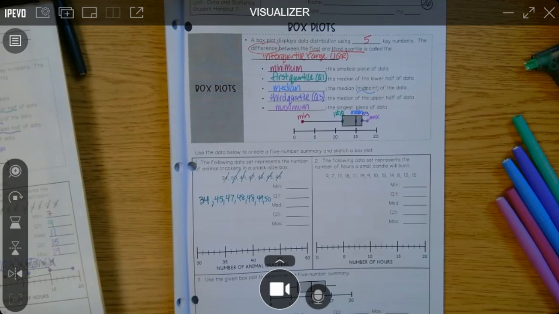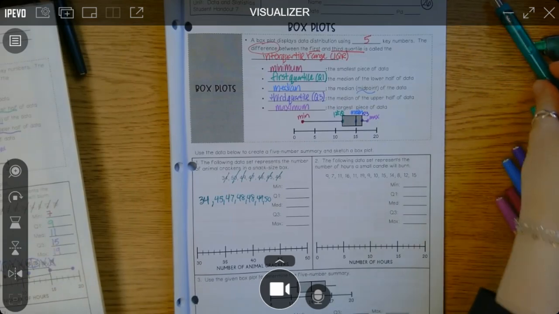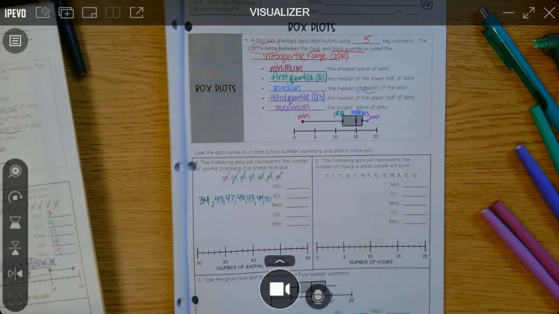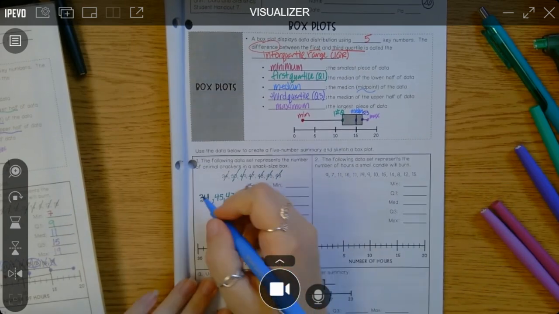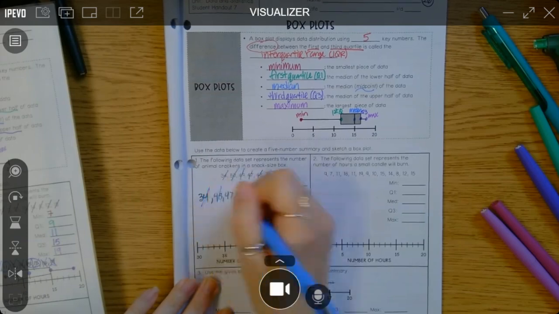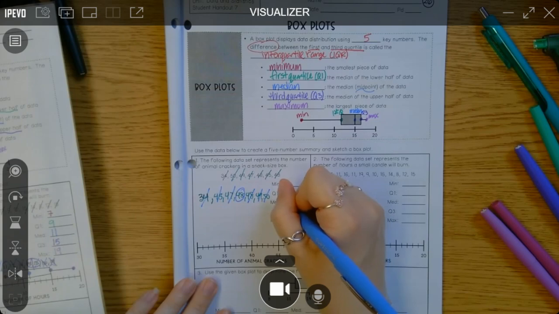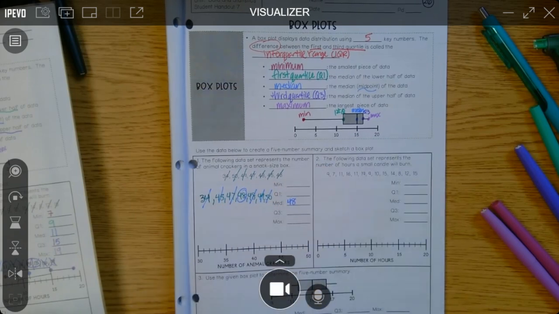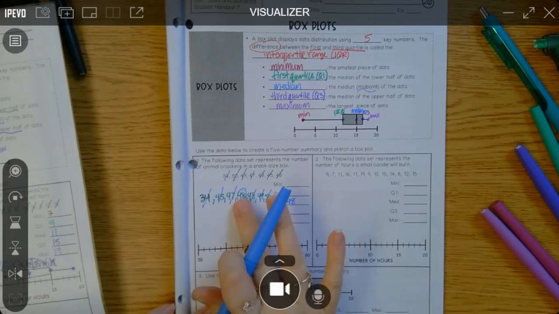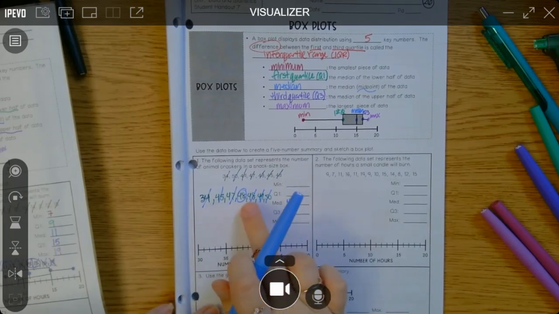Okay, once I have them all listed from least to greatest, I want to go ahead and cross off till I find that middle value. So beginning, end, beginning, end, beginning, end. There's my middle number of 48. Now that middle number is not included in part of the lower or the upper half, it's alone.